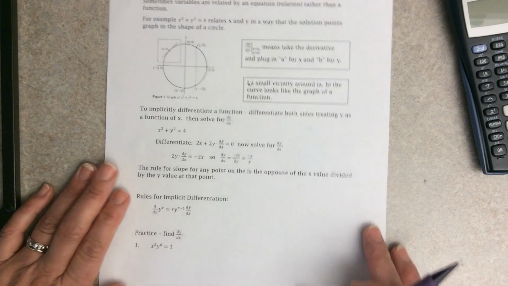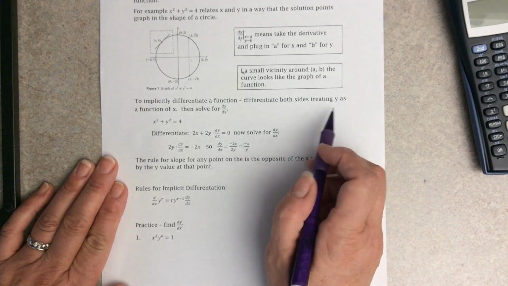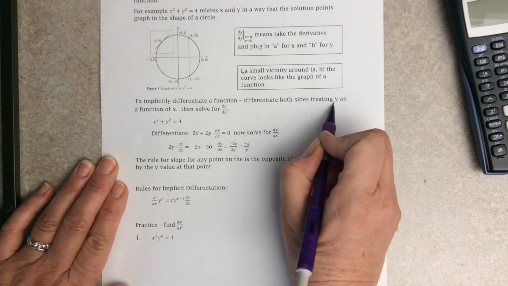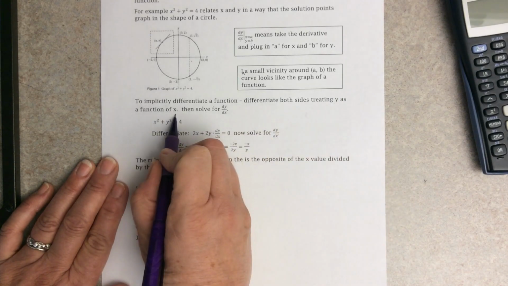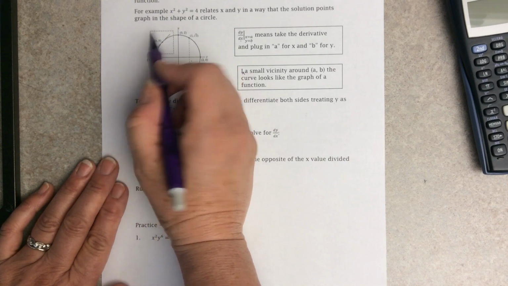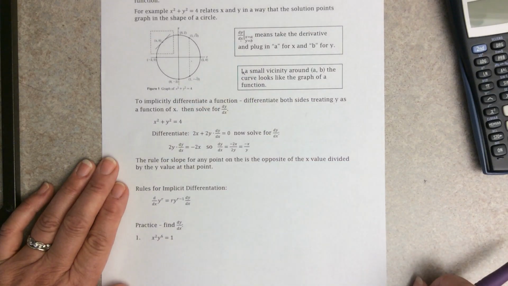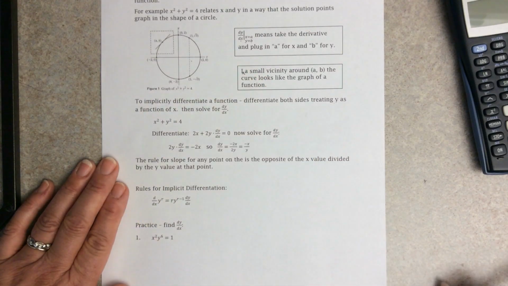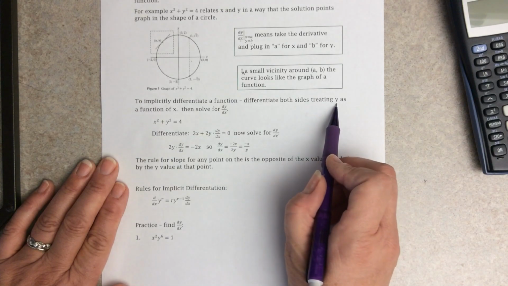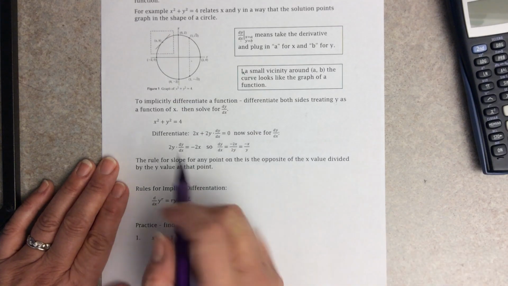So in order to do this implicit differentiation, we're going to treat y like it was a function of x, because we've only cut out this part of it. We're not going to consider the entire circle, just around where we want to know what the slope is. So we'll treat it like it is, and we'll solve for dy/dx. Since we can't solve for y, we'll solve for dy/dx. So it looks like this.